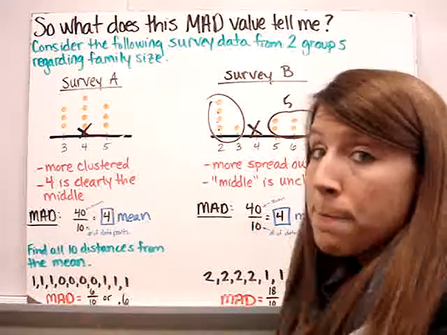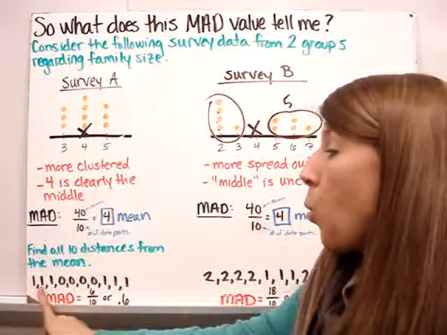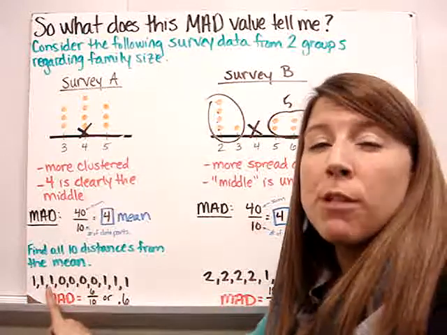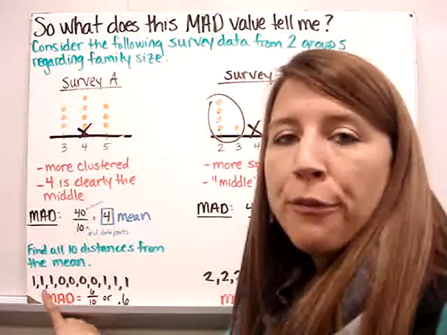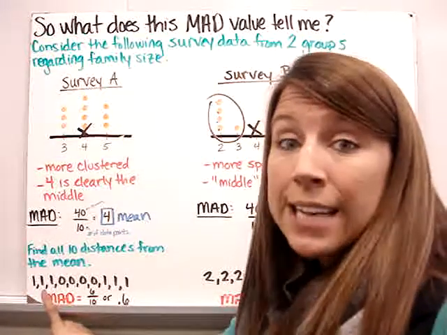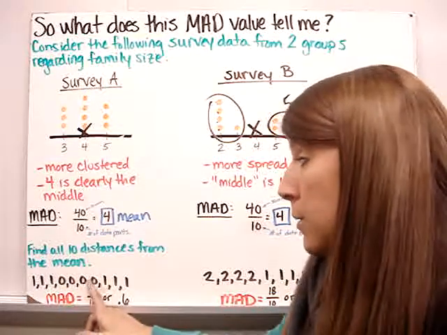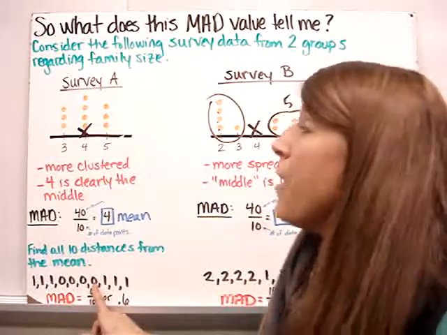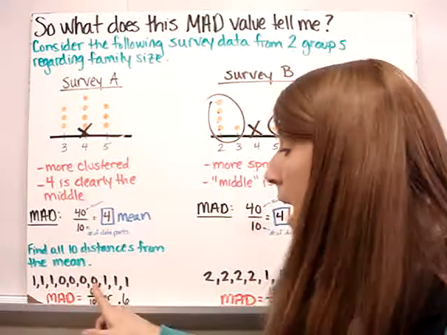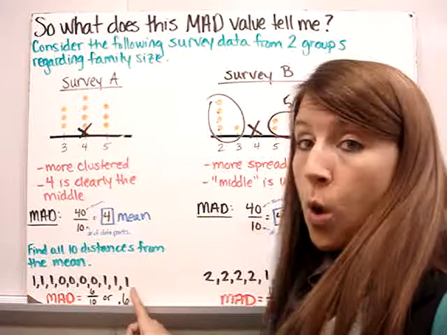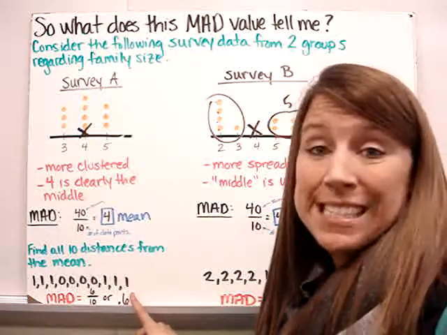and in this case, how far each of them are away from 4. So 3 is only 1 away from 4. So it's 1, 1, and 1, because 3 people answered 3. Now 4 people answered 4. Well, how far away from 4 is 4? It's not. So the distance is 0. And I've got 0, 0, 0, and 0. And then 5 is 1 space away from 4, and that occurs 3 times. So 1, 1, and 1. Now I find the sum of all of my distances.